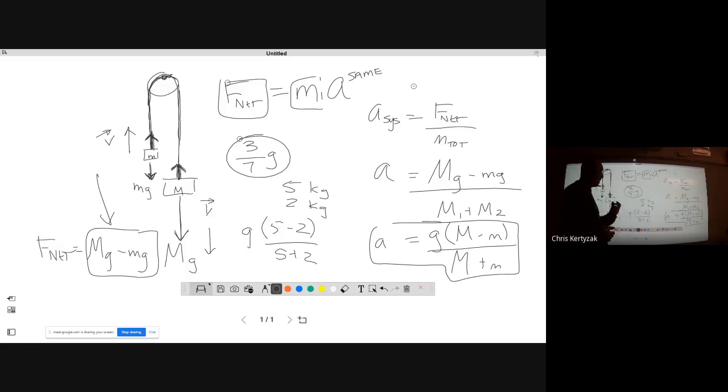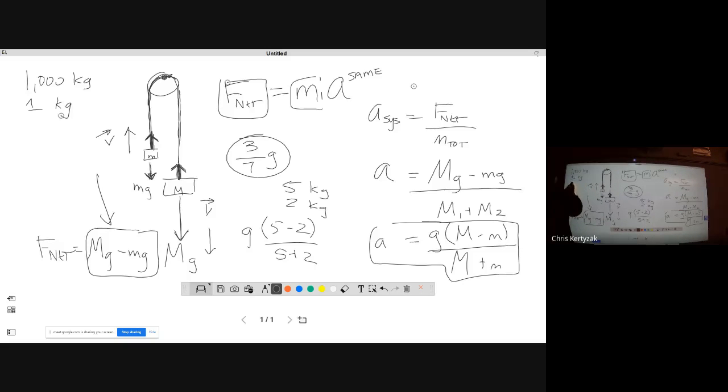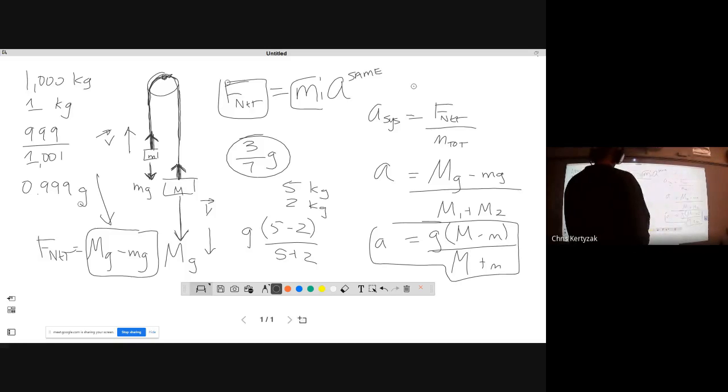Notice that when the mass of one is much, much smaller than the mass of the other, like an elephant on one side and a fly on the other side, then the acceleration of the system should be really, really close to g, right? If I did 1,000 kilograms for one of them and 1 kilogram for the other, and I followed the same rule, m minus m divided by m plus m, m minus m is 999 divided by m plus m is 1001. Well, that's like 0.999 g or something like that, right? So if one of them is really heavy and the other one's really light, then the acceleration should be just a tiny hair less than g, right?